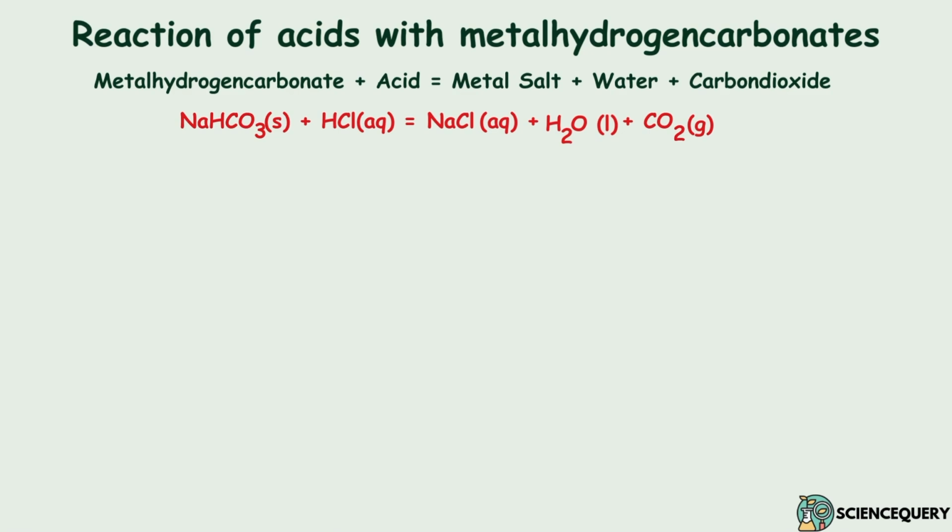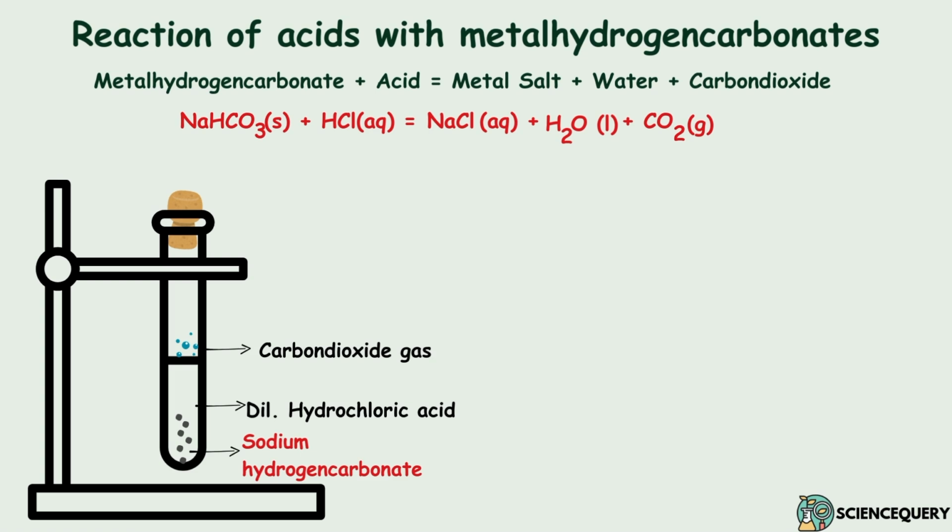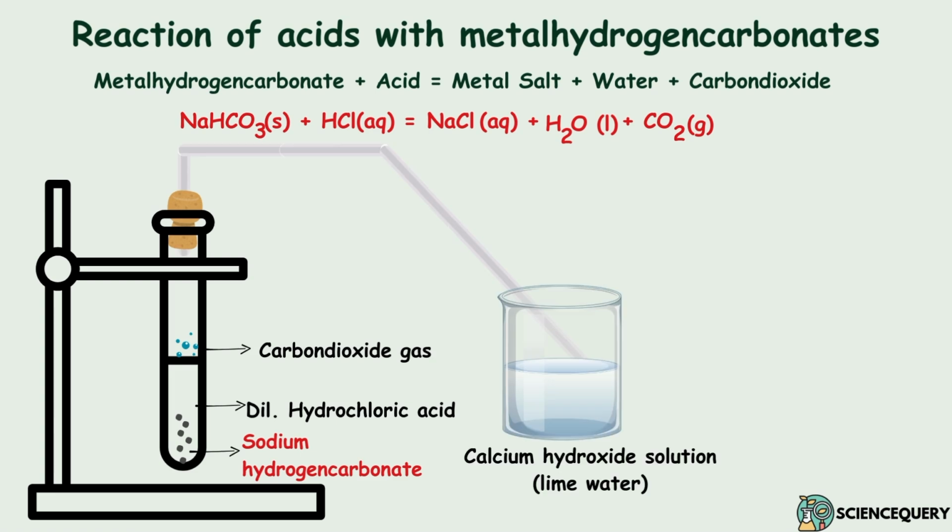Next is the reaction of acids with metal hydrogen carbonates. Metal hydrogen carbonate like NaHCO3 or sodium hydrogen carbonate, when reacts with dilute hydrochloric acid, again carbon dioxide gas is formed, and when this carbon dioxide gas is passed through calcium hydroxide solution, again white precipitate of calcium carbonate forms.